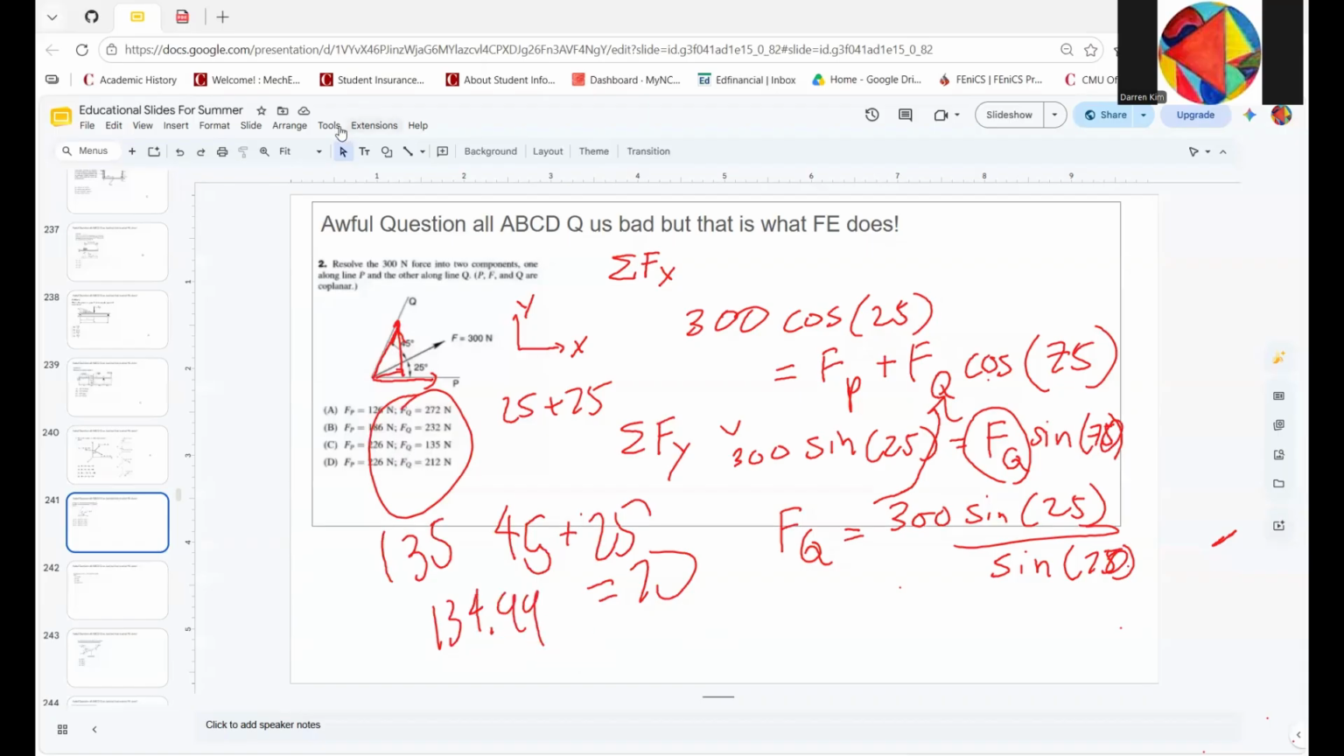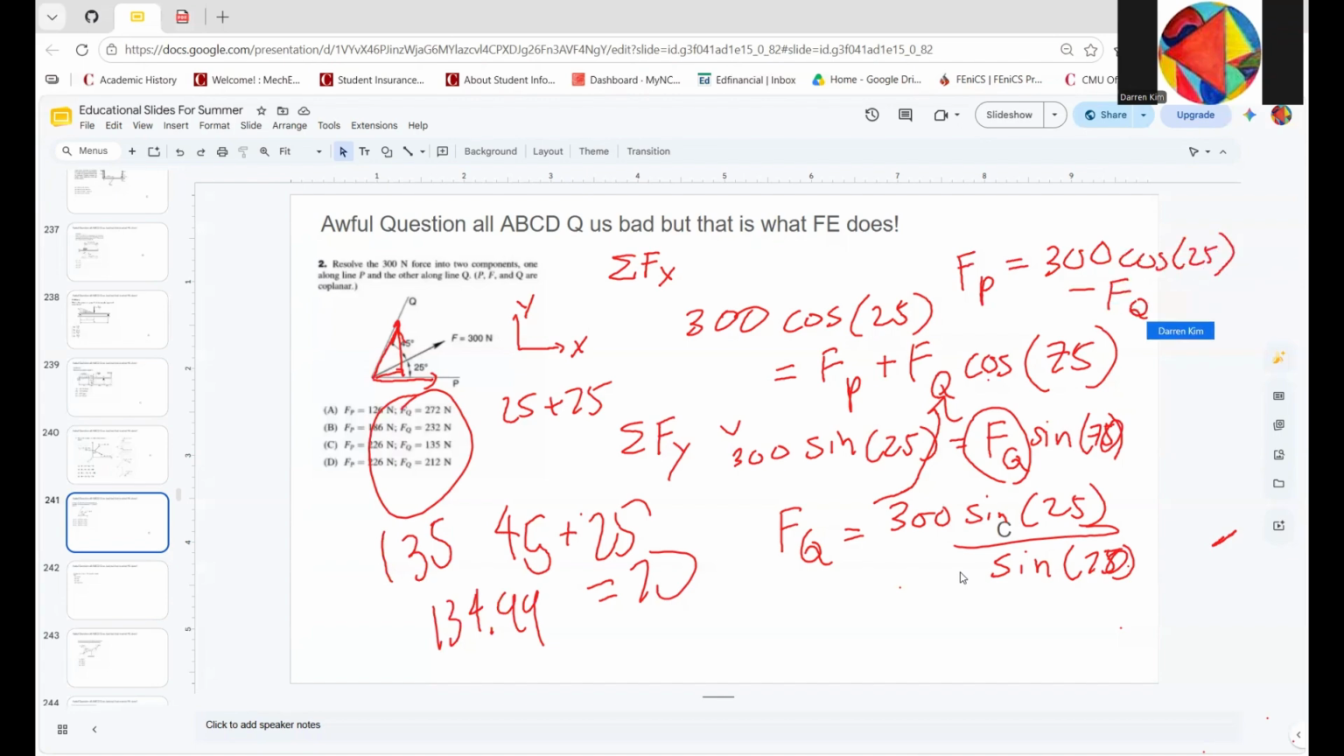But it is basically C at this point, and none of the other answers make sense, so we're going to go with C. If you want to double check it, you can plug it back in and figure out FP. To get FP, basically you have this, which is equal to 300 cosine 25 minus FQ cosine 70. So 300 cosine 25 minus Q, which is 134, cosine 70. I keep on making mistakes. I get FP equal 226 newtons. Therefore, C is correct.